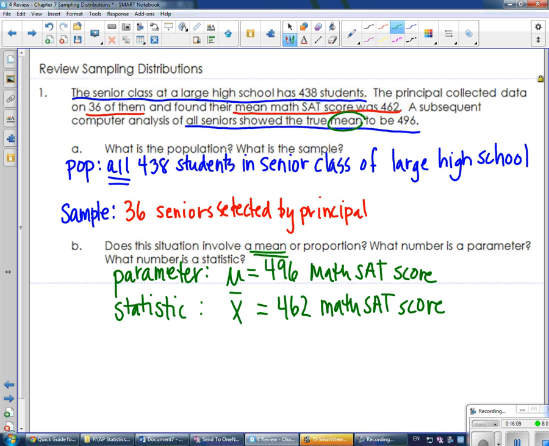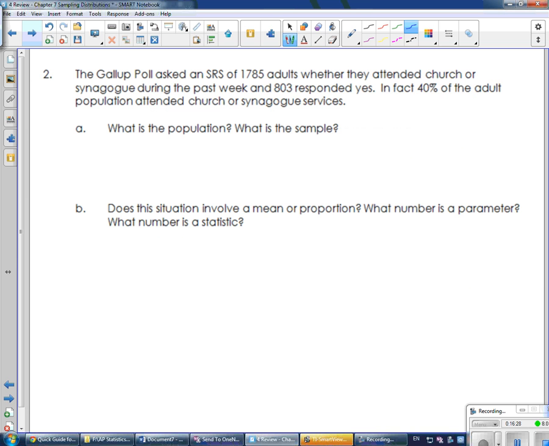Okay, so things that you would lose points for would be not having units, and not being specific about distinguishing between your population and your sample. So if you're not telling me that it's all students in the senior class versus the ones that were selected, you could lose a point for that as well. All right, let's take a look at number 2.